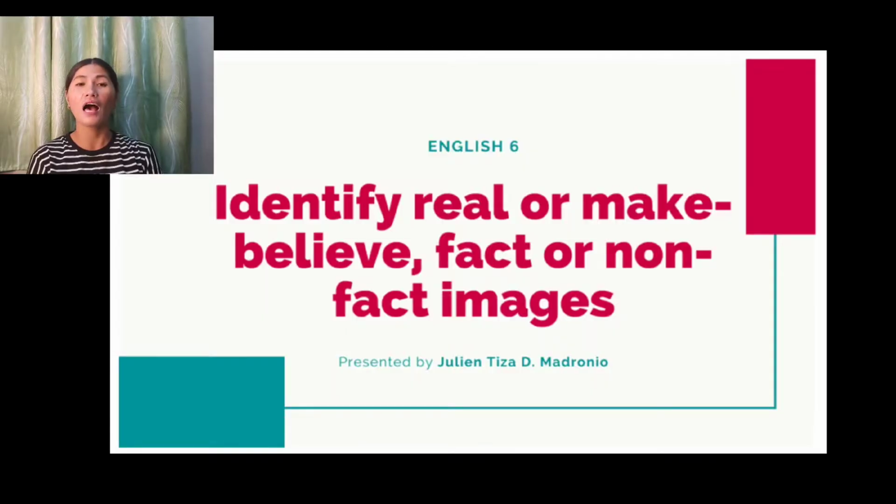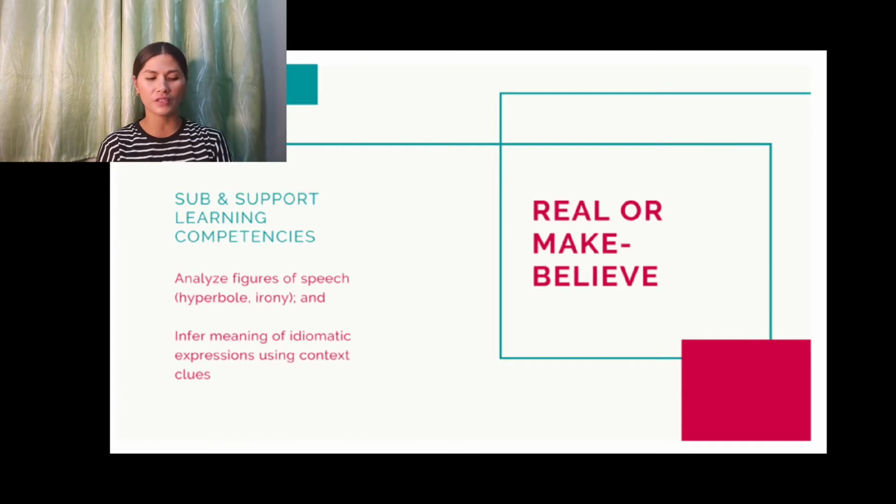The first competency in the first quarter of English 6 is identifying real or make-believe, fact or non-fact images. Before we proceed to this competency, we have sub and support learning competencies on analyzing figures of speech, particularly hyperbole and irony, and it also includes inferring meaning of idiomatic expressions using context clues.